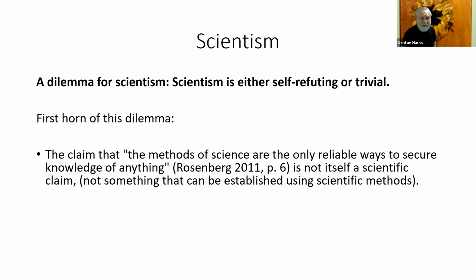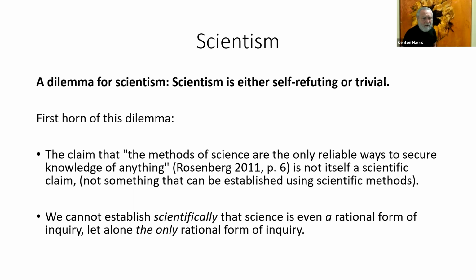So that claim itself is not a scientific claim. It is nothing that the scientific method can establish. So it's already sawed off the branch it was sitting on. Right? We cannot establish scientifically that science is a rational form of inquiry, let alone the only rational form of inquiry. So science doesn't ratify itself in that way.